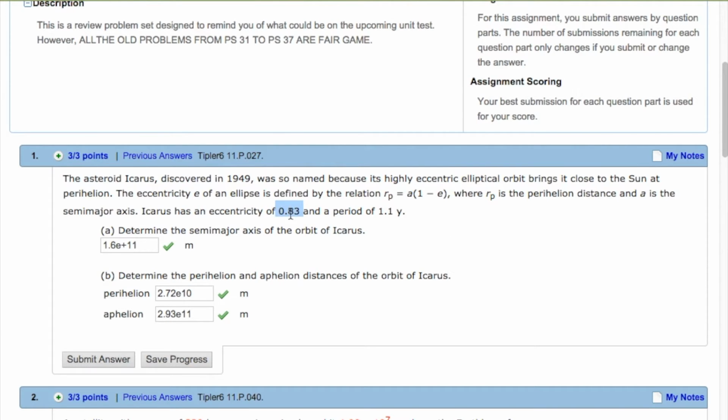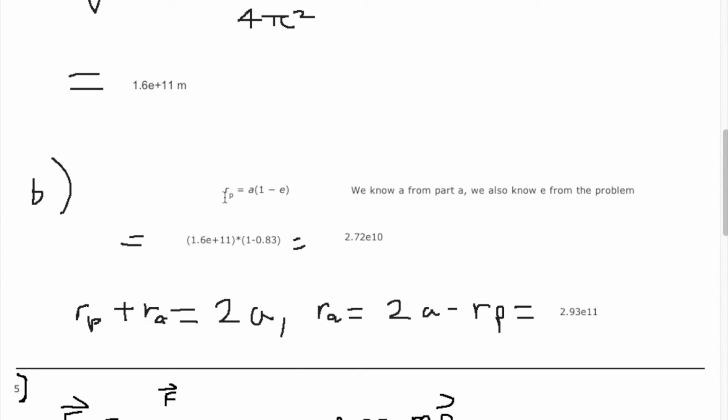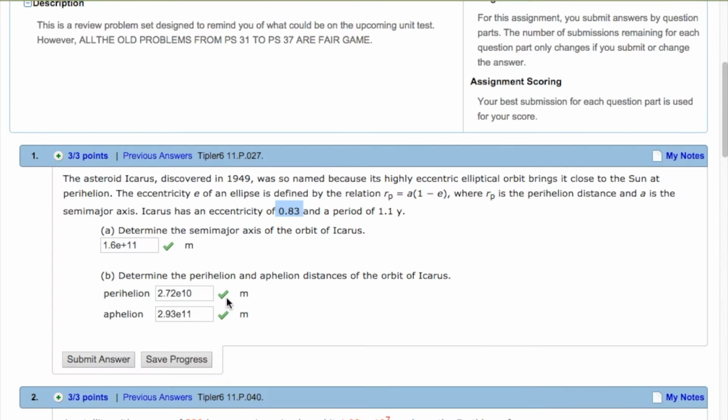They give you e. We just solved for a, so we know a from part A. We also know e from the problem. So RP equals a times 1 minus e. This is a, this is 1 minus e, and this is RP. So that's how we get that.